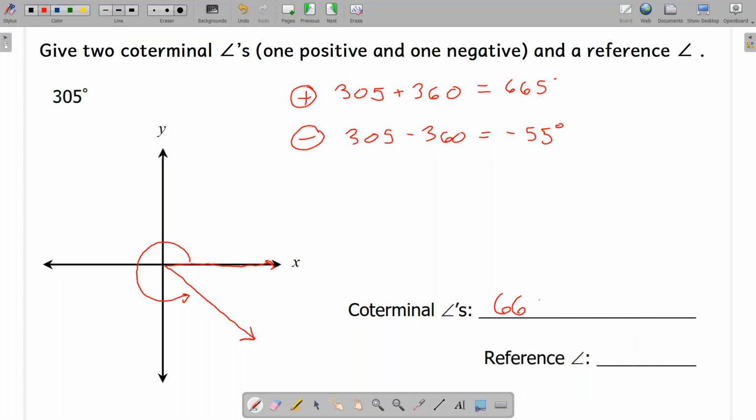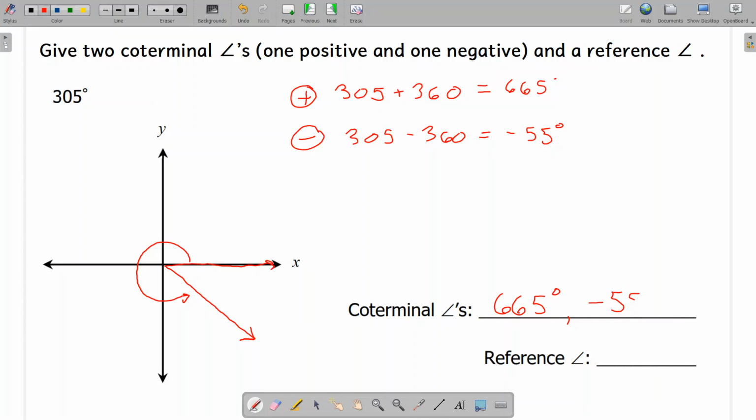Now, the reason that works is because 360 degrees is one revolution. So adding 360 just means we're starting where we were and doing an extra loop counterclockwise. And subtracting 360 means that we're starting at that terminal side, going a full revolution clockwise and ending up at the same spot. So remember, coterminal angles are just different ways to measure the same terminal side.